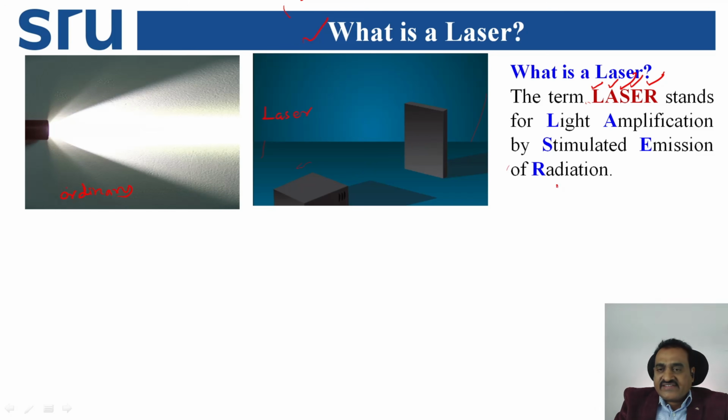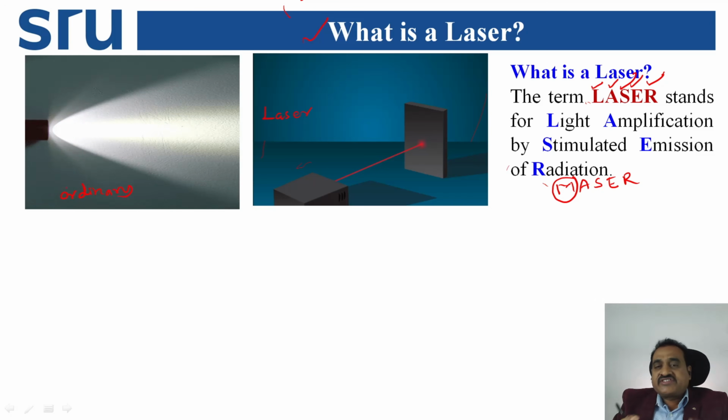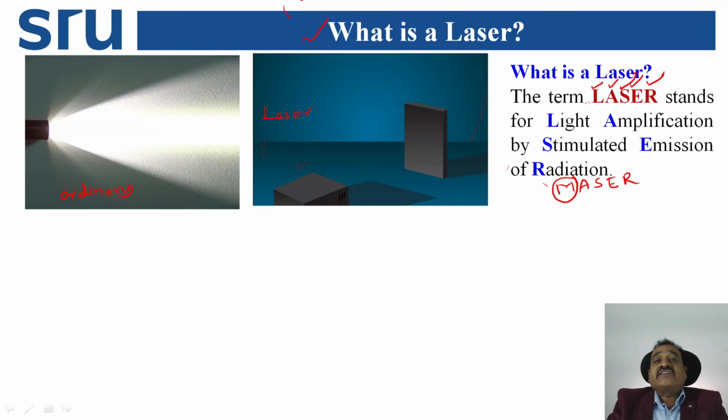Before this laser, they called it maser, M-A-S-E-R. M means microwave, remaining same: microwave amplification by stimulated emission of radiation. But these are not microwaves, it is light. That's why they called it LASER, light amplification by stimulated emission of radiation. So the important word here is stimulated emission. The working principle of laser is stimulated emission of radiation.